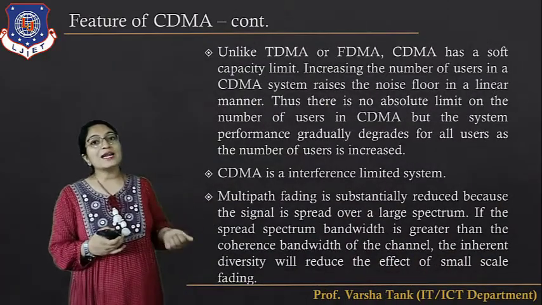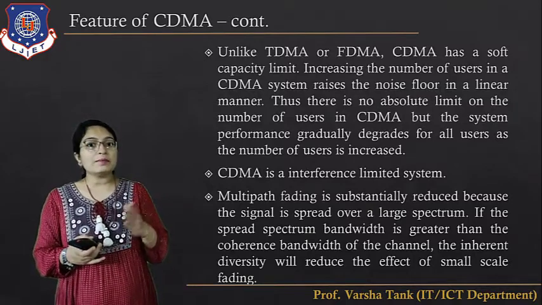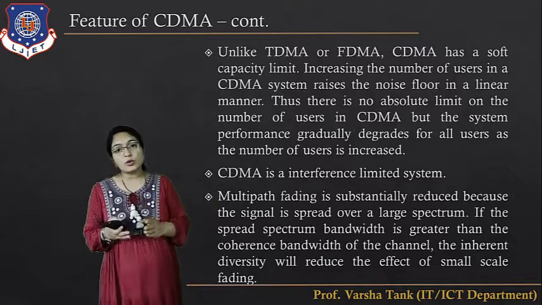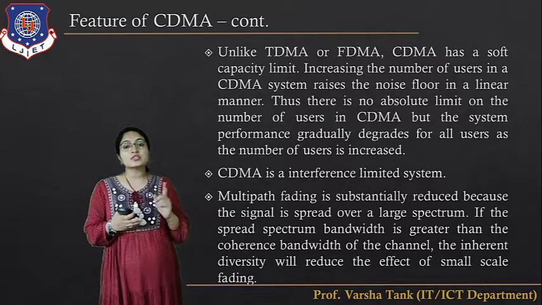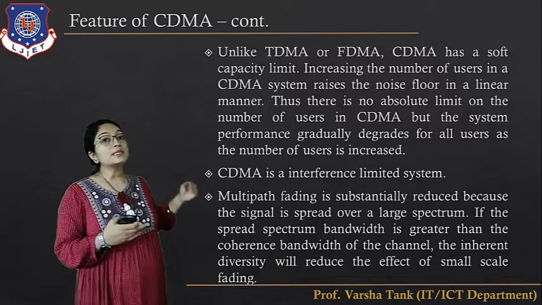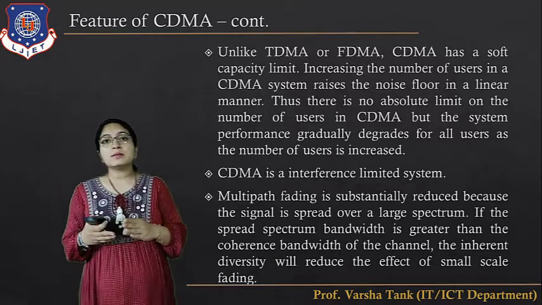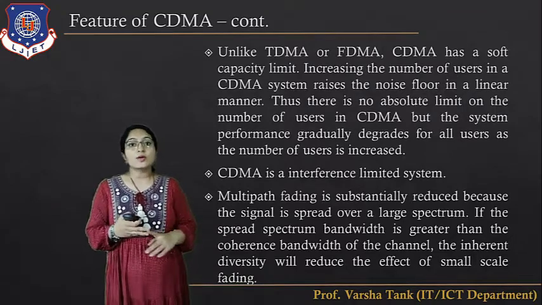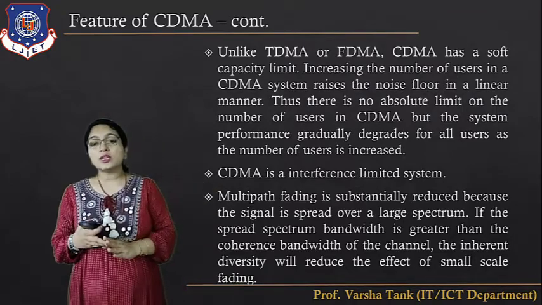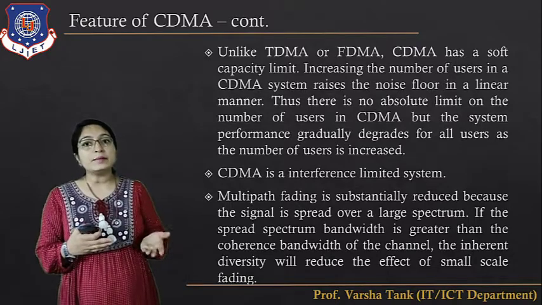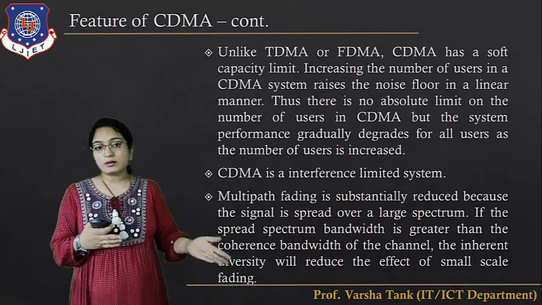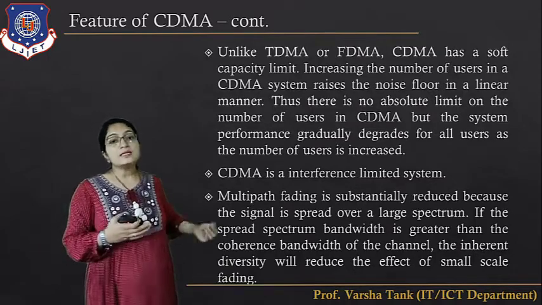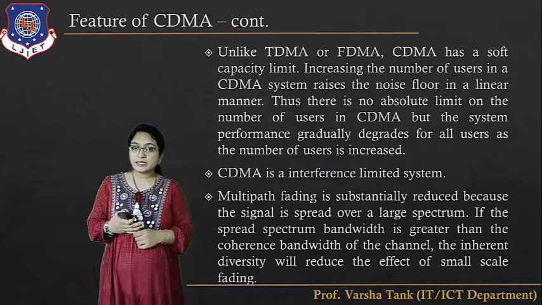Now the next feature is what? Unlike TDMA or FDMA, that is the time division multiple access or the frequency division multiple access, CDMA, that is the code division multiple access, has a soft capacity limit. It means increasing the number of users in the CDMA system raises the noise floor in a linear manner. Thus there is no absolute limit on the number of users that can be added in CDMA, but the performance degrades gradually. If you add more users, the performance will be degraded. CDMA is an interference limited system.